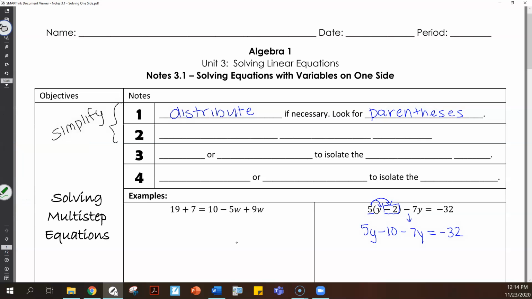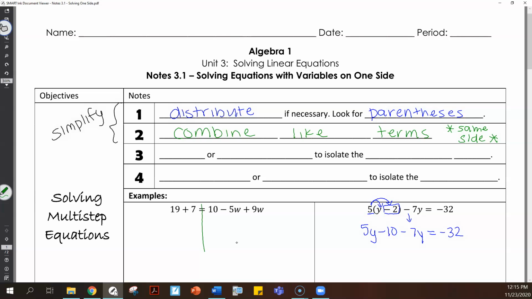Then, after I've done that, I can combine my like terms to make this even simpler. Now, one thing that we need to keep in mind when we're combining like terms is that we can only combine like terms that are on the same side of the equal sign. So if I look at my first example, I have 19 and 7. They're both on the same side of the equal sign, so I can combine those together. They're both regular numbers. I can combine them. I do have a 10 over here on the opposite side, but I cannot combine that with these two terms as well.